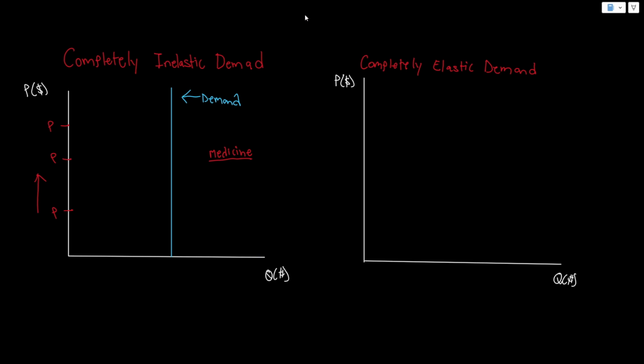So now for completely elastic, we could just draw something like this. And so price would just be like this. So depending on the price, the quantity could change drastically. So it could be here, it could be here, here, and it really just depends. So completely elastic just means that the quantity of demand can change drastically. It can go from here, or it can go from here to your price.